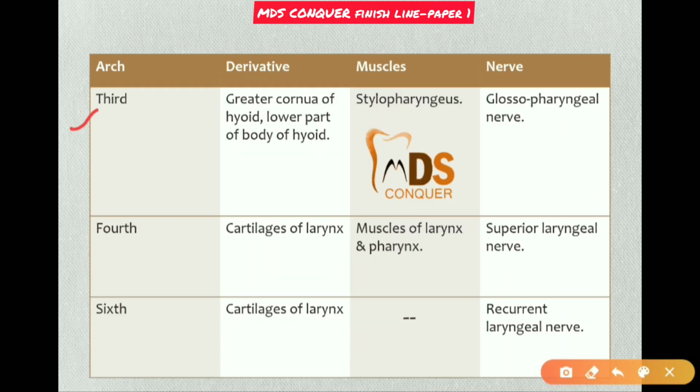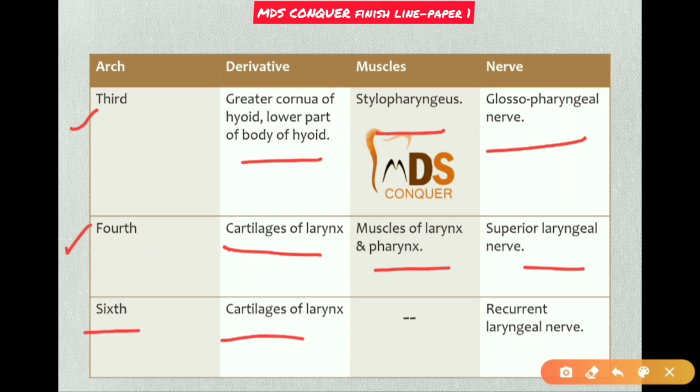Then third arch derivatives, muscles, and the nerve supply. Fourth arch derivatives, muscles, and the nerve supply. And the sixth arch derivatives and the nerve supply. Okay, the fifth arch has disappeared, so it is not included in this table.